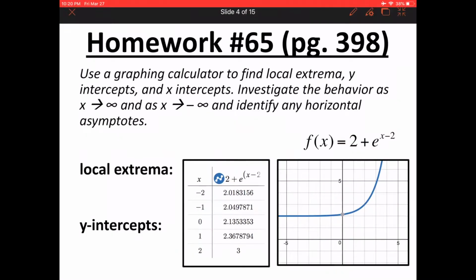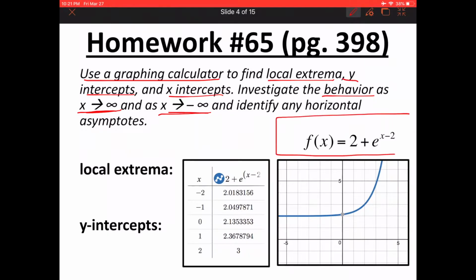And let's take a look here at our first homework problem. So this is example number 65 out of page 398 in the textbook. They're asking us to use a graphing calculator to find the local extrema, the y-intercepts, and the x-intercepts. Investigate the behavior as x approaches infinity. Remember, infinity just means that we're going to the right, and as x approaches negative infinity, that just means we're going to the left, and identify any horizontal asymptotes.